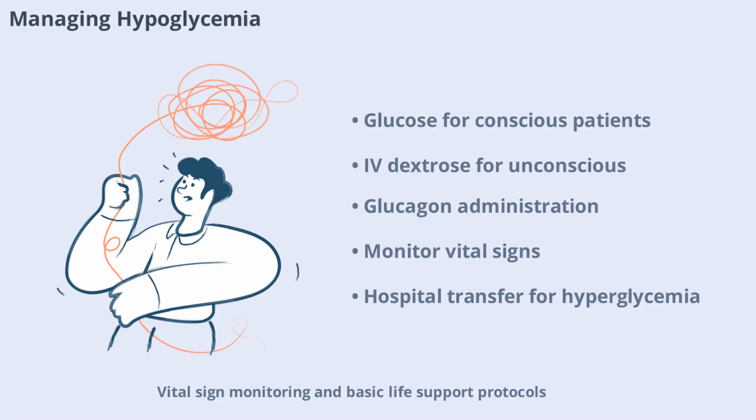Vital sign monitoring and basic life support protocols should be followed, as with any unconscious patient. Emergency management of hyperglycemic patients is supportive, and they should be shifted to a nearby hospital for definitive care. These steps ensure patient safety and prevent complications.